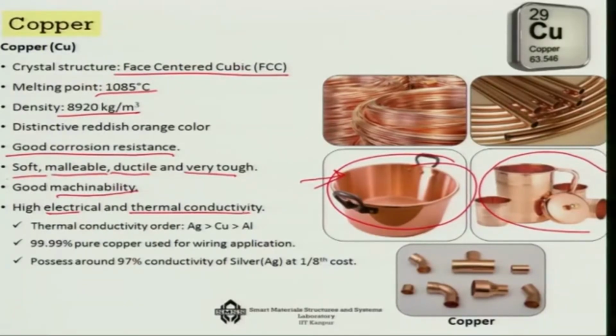In fact, in terms of thermal conductivity, of the three materials that are generally used, silver has the highest, next is copper, next is aluminium. And if it is in a very pure form like 99.99%, then it is used for electrical wires, otherwise we use it in terms of alloys. It has about 97% of the conductivity of silver, but the cost of it is 1/8 of silver. So, you may say that this is the poor man's silver. So, that is the good part of copper.